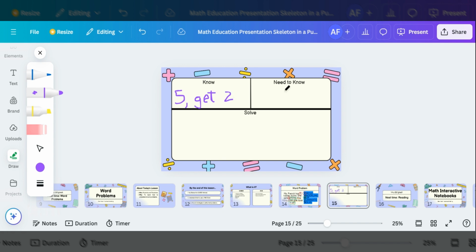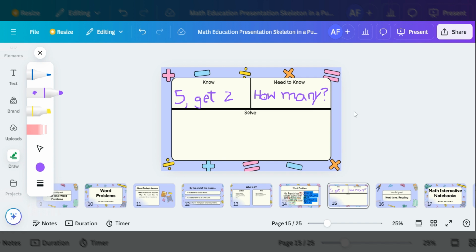What do we need to know? We need to know how many in all. So I write that out for the kids. And eventually, I try to get it so they're filling this out by themselves. And that could be my higher kids in a small group, or once we've moved on from whole group instruction of this. So we need to know how many in all, and I'm just going to write how many.